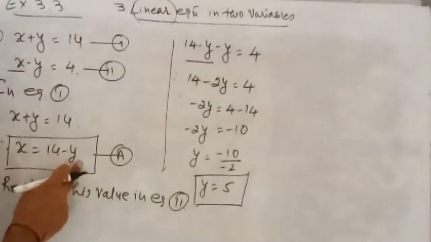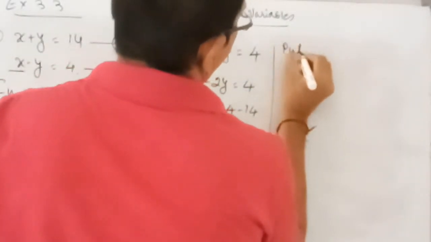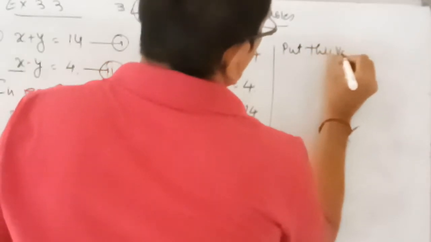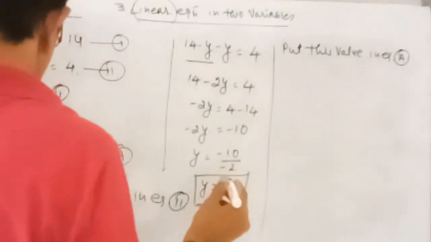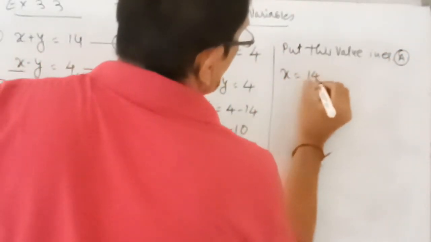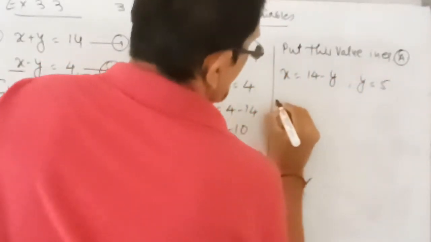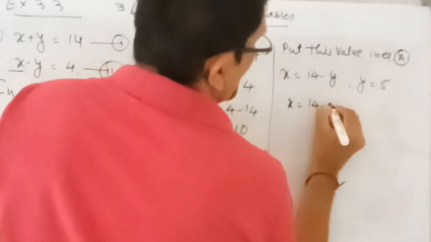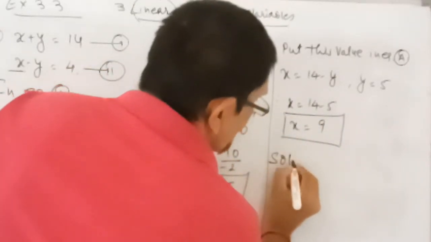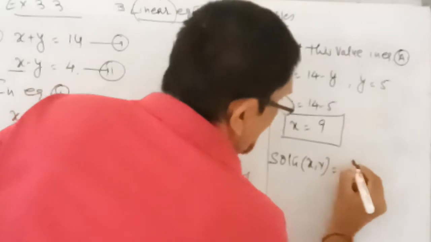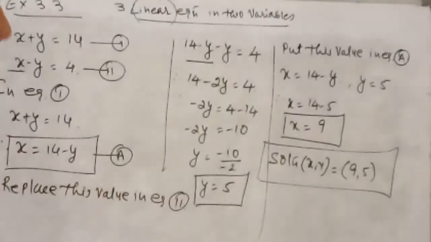Now if we put this value in equation A, then you will get x. So put this value in equation A. So what is equation A? x is equal to 14 minus y, where y is equal to how much? 5. So therefore x is equal to 14 minus 5. So it is 9. So ultimately your solution is x, y. First write down the value of x and second is y. So this is your answer.